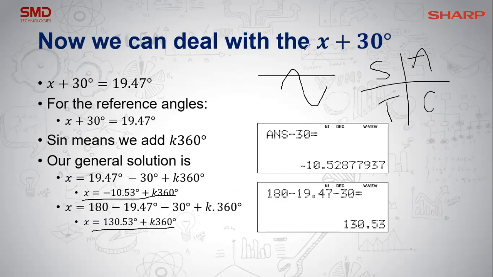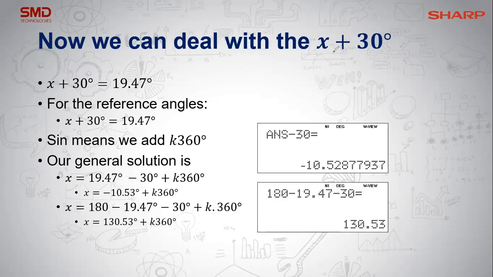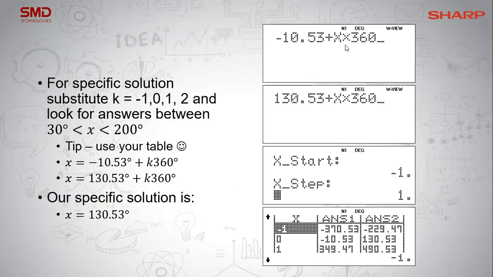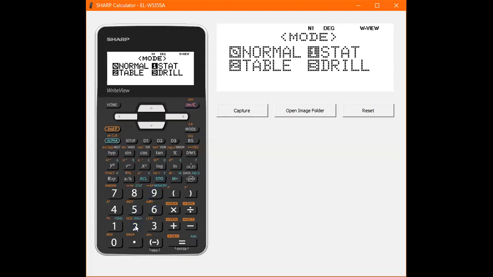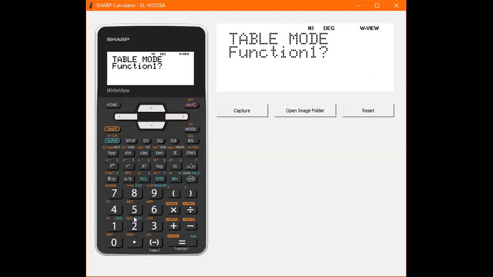Now, what's really nice is you can shortcut your specific solution, and I want to show you this. It's really awesome. What you do on your calculator, instead of having to substitute over and over again, is go to table mode and let the calculator do the hard work for us. So we're going to type in our 2 general solutions. Obviously we can't put in a k because we only use x in table mode.